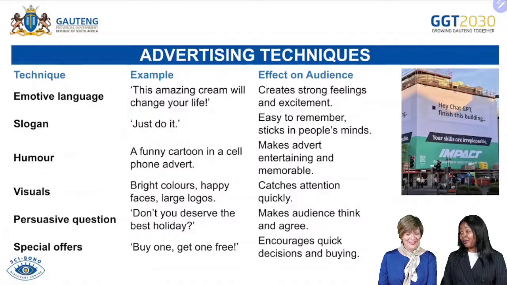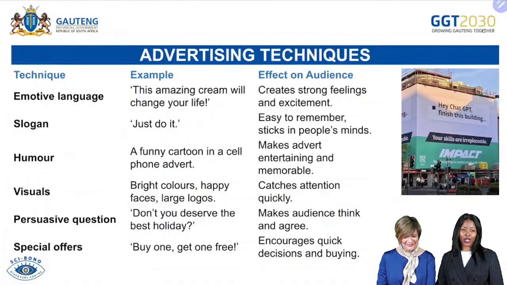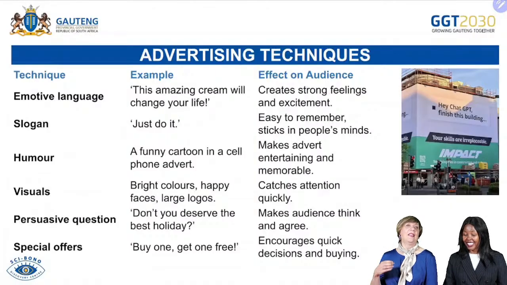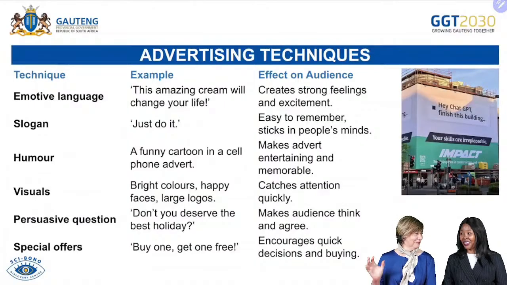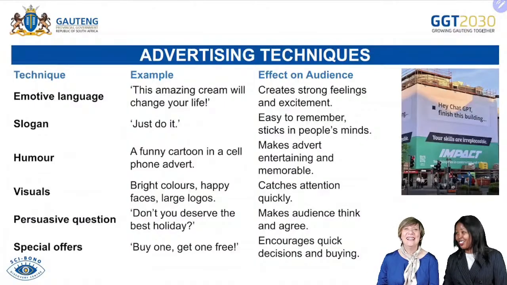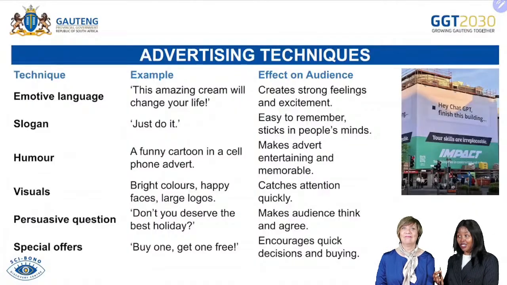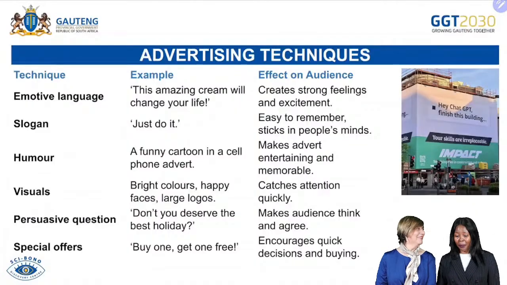Now, we've got a number of advertising techniques that we are going to go through. When we think advertisement, we have what we call emotive language. I'll give you an example of what emotive language looks like: "This amazing cream will change your life." Imagine if you saw that on an advert, you would definitely buy that. And what is the effect on the audience? This is to create strong feelings as well as excitement. Once you see that, you obviously want to run and buy that.